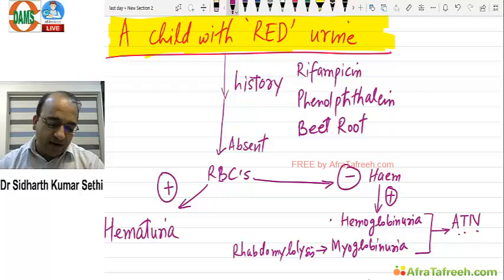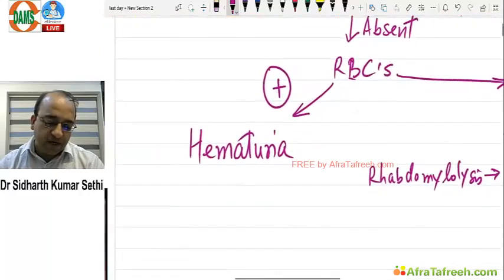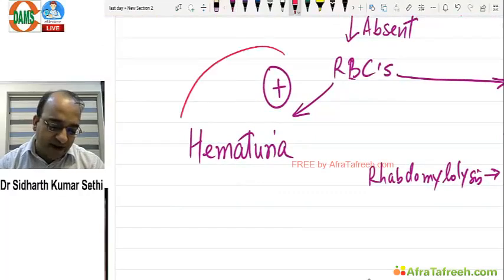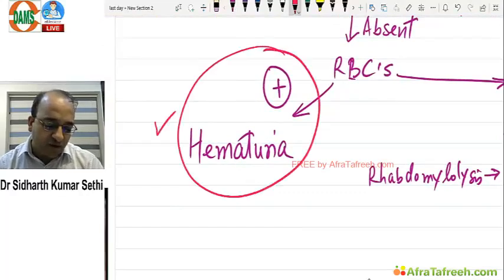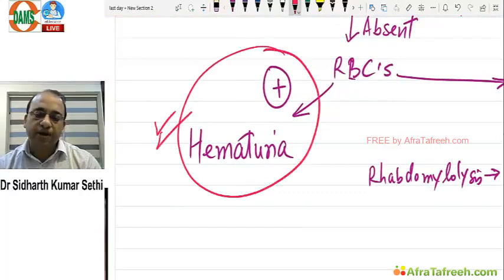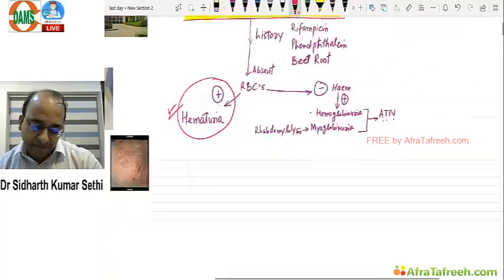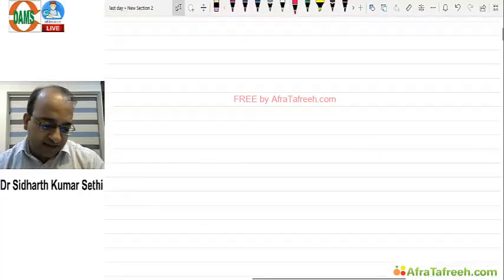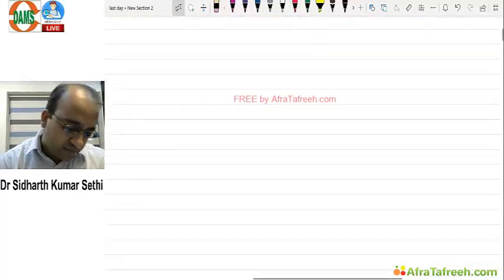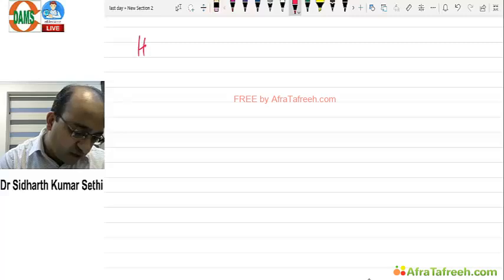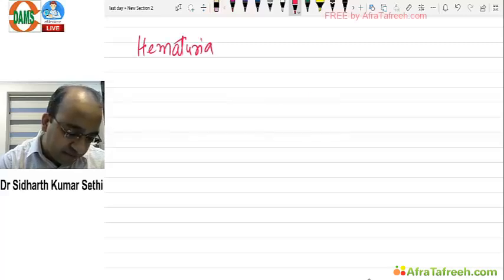Now let me take you to this aspect of RBCs. If RBCs are there, that's called hematuria. Okay, so let's take you to hematuria and then we'll go from there. So if you have a patient who has hematuria, first of all, you need to know how do you define hematuria?